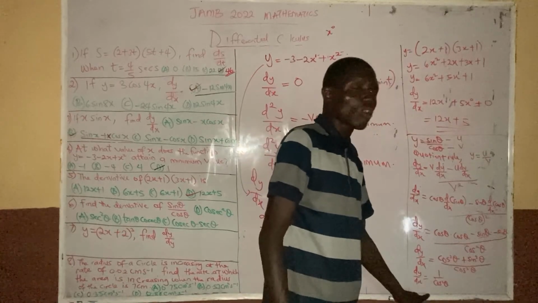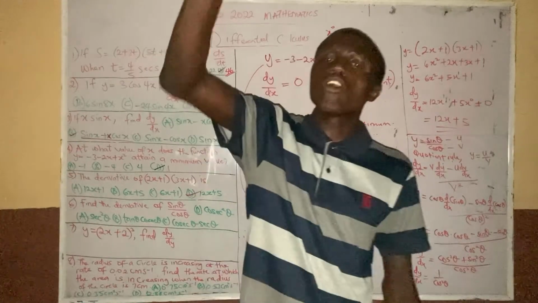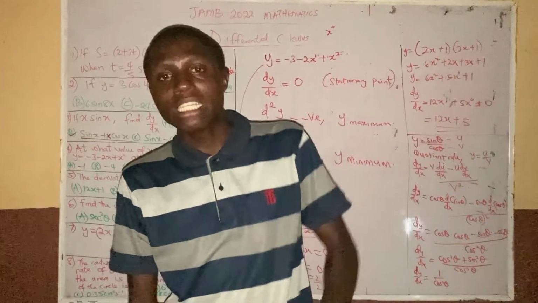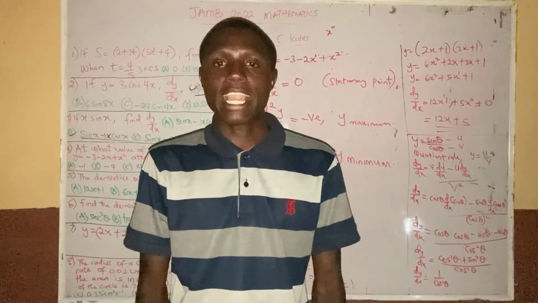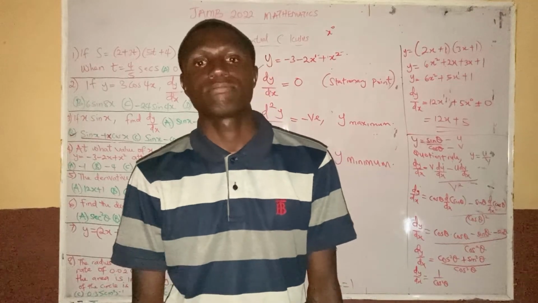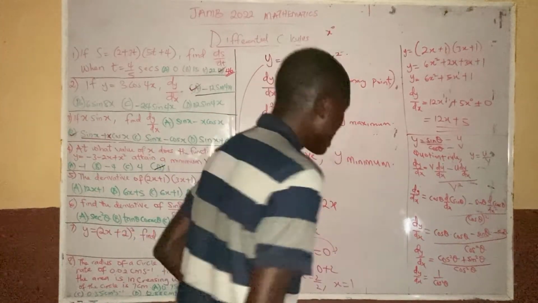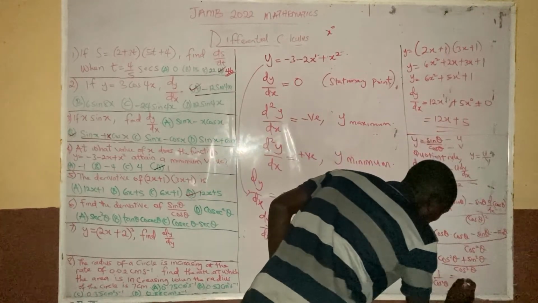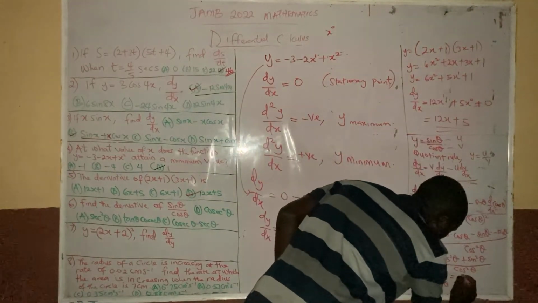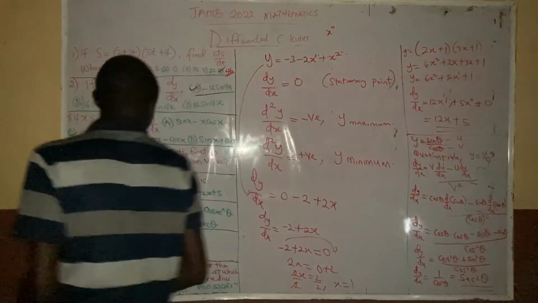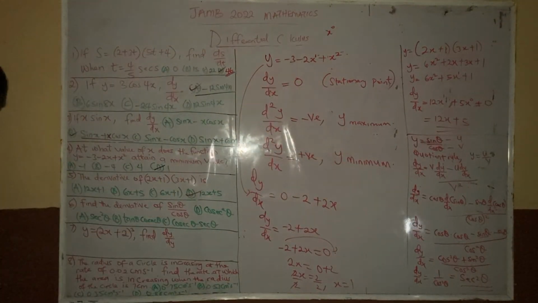So 1 over cos theta will give you sec theta, so 1 all over cos square theta is sec square theta. Final answer: sec square theta. Do we have it here? Option A.